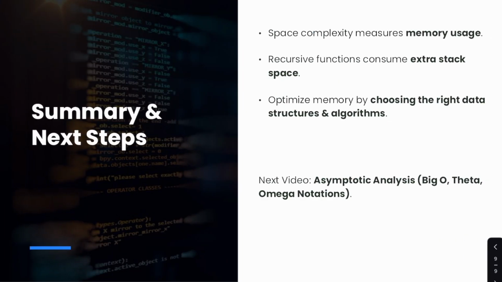Okay, so let's summarize today's lessons, what we have learned today. Space complexity is about measuring the memory usage of an algorithm. Recursive algorithms are going to use some extra stack space. And the third point, to optimize the memory, we have to avoid unnecessary data structures and use iterations over recursions when possible.